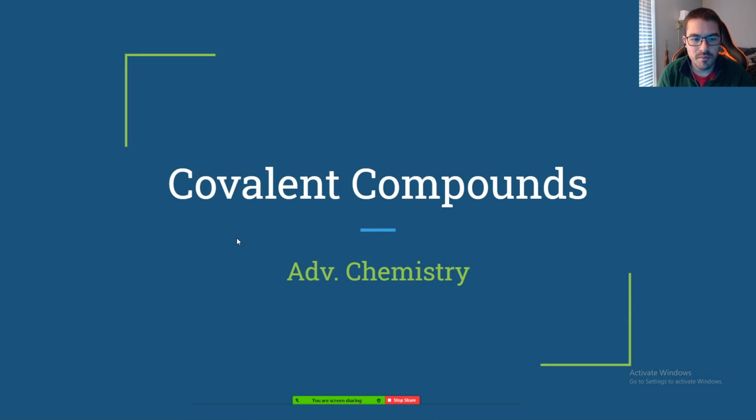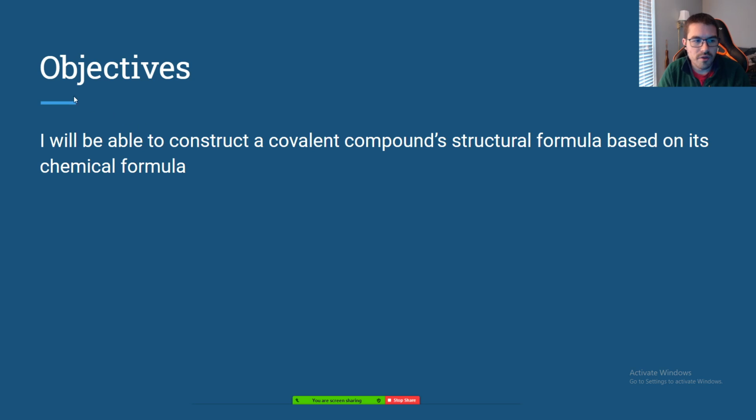Today we're going to be talking about the other big type of bonding, the other big way that atoms can connect together to make larger structures, and that is through covalent bonding, or the formation of covalent compounds. Okay. So the objective for today is pretty straightforward. You're going to be able to construct a covalent compound's structural formula. We'll talk about that based off of its chemical formula. Okay, so we'll talk about what a structural formula means here in just a moment.